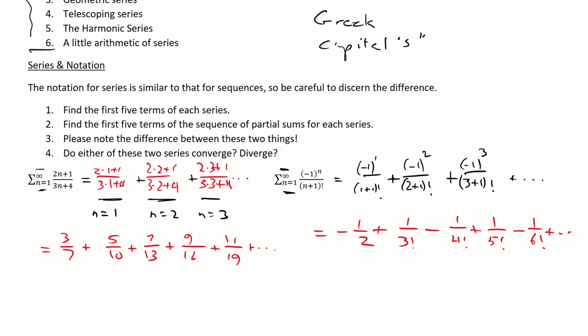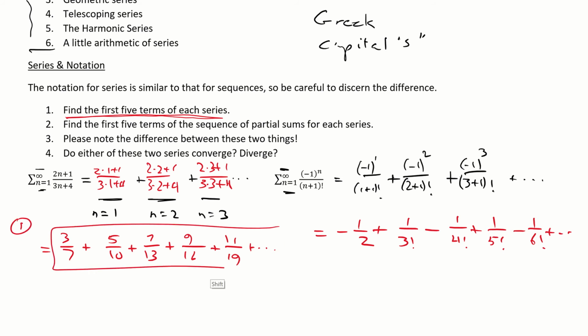The reason I went out 5 is, well, look, my problem will say something like this. Why don't you find the first 5 terms of each series? Well, I could say for problem number 1, we're done. We found the first 5 terms of the series. And in this case, we can clean it up a little.